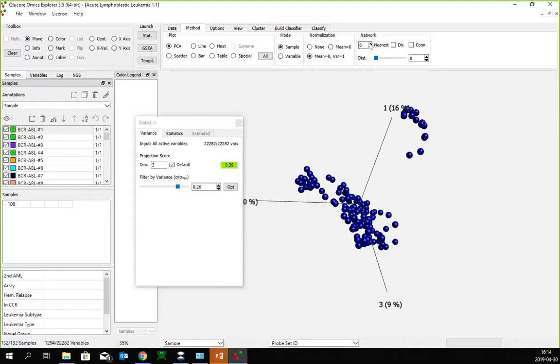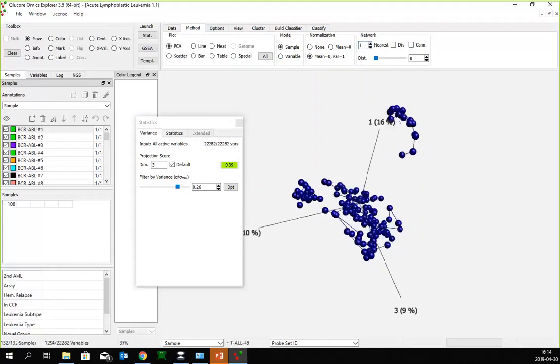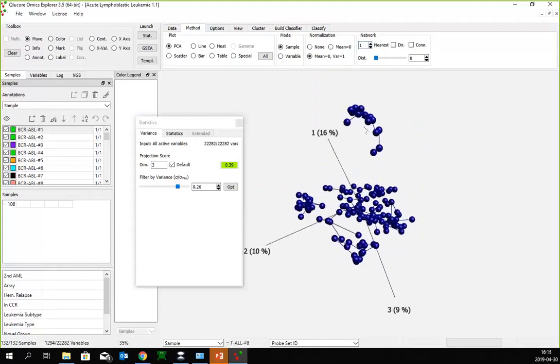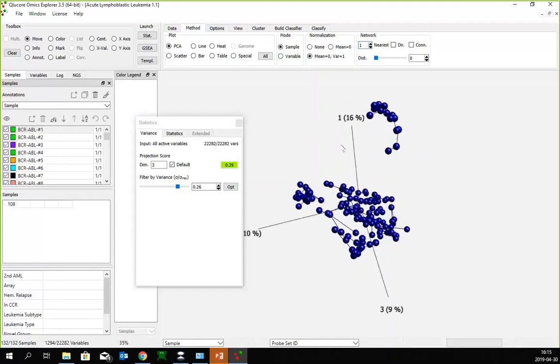Then I can use this network spinner here. It's on the method tab. The network spinner, if I change that to 1, what happens is that you see that there are connections in the graph. And the connection now is that each sample is connected to the one other sample which is most similar to it. And most similar means most similar in 132 dimensions, not in 3 dimensions. So what you actually get here is a graph that gives you more information than the PCA plot itself.